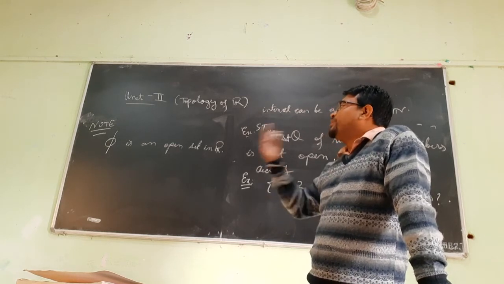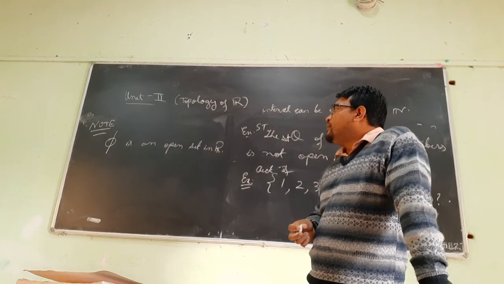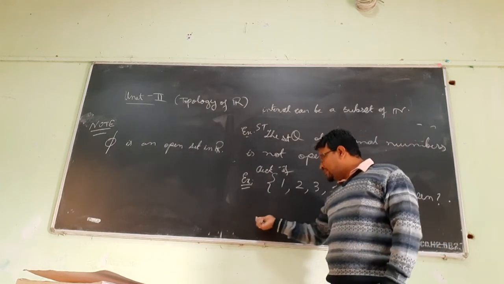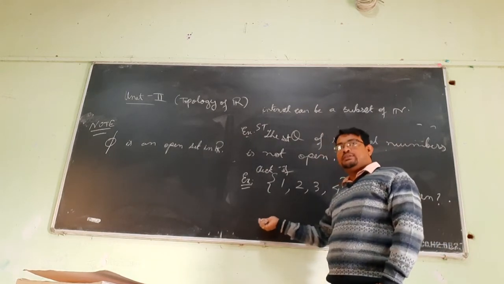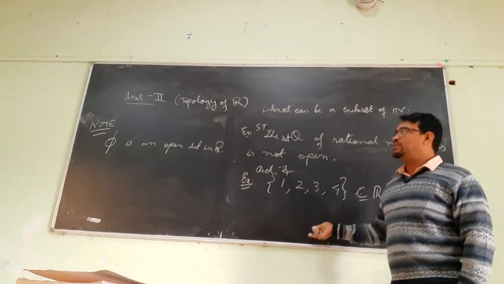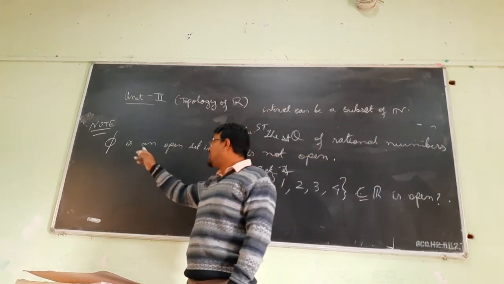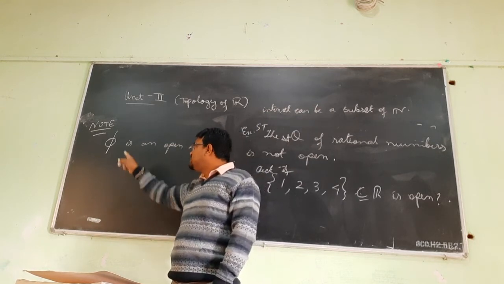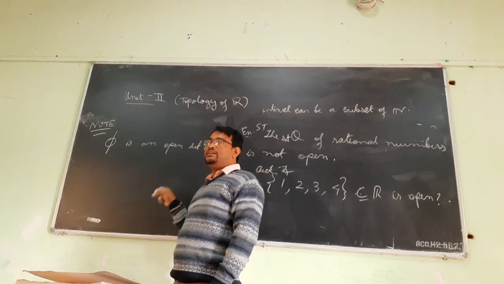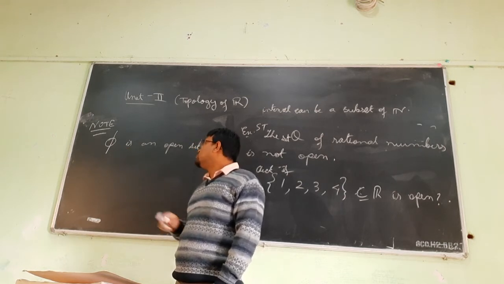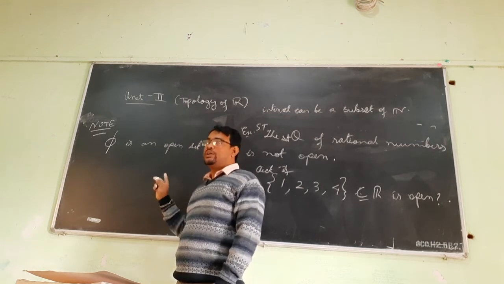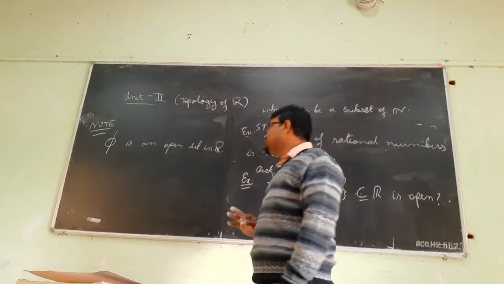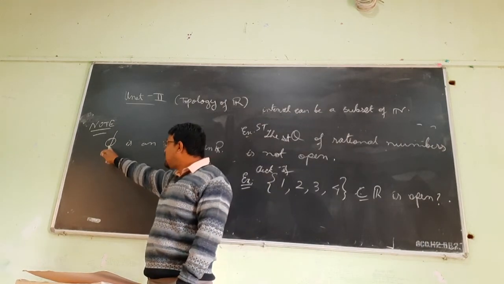Can I say that it is not open? No. What was the condition for not open? G is not open if there is an element for which there is no such open interval. So if I say phi is not an open set, then I should justify it by finding an element inside phi for which there is no open interval containing that element. We cannot find one because phi doesn't have any elements. It's vacuously true, so I cannot say that phi is not open.